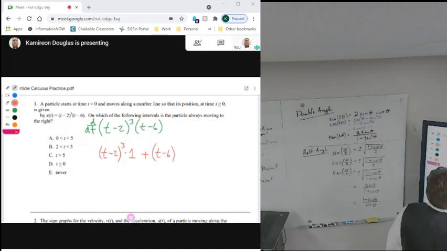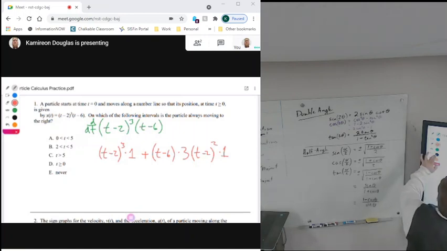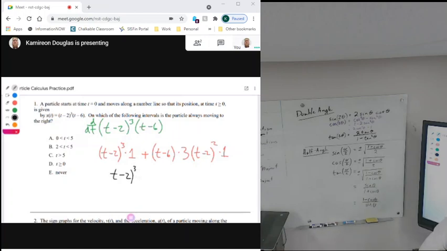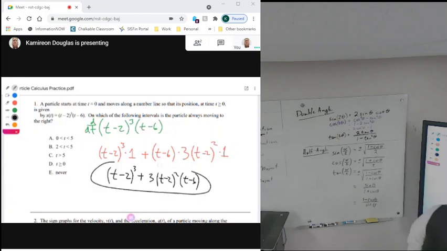The derivative of the left piece has a power, so I do the power rule first. Subtract 1 from the power, and then I multiply by the derivative of the inside. The derivative of the inside is 1. Do not neglect that last piece. I'll simplify what I can, but otherwise I'm going to just leave it where it is. This becomes (t minus 2) cubed plus 3 (t minus 2) squared times (t minus 6). Okay, so there's my derivative.